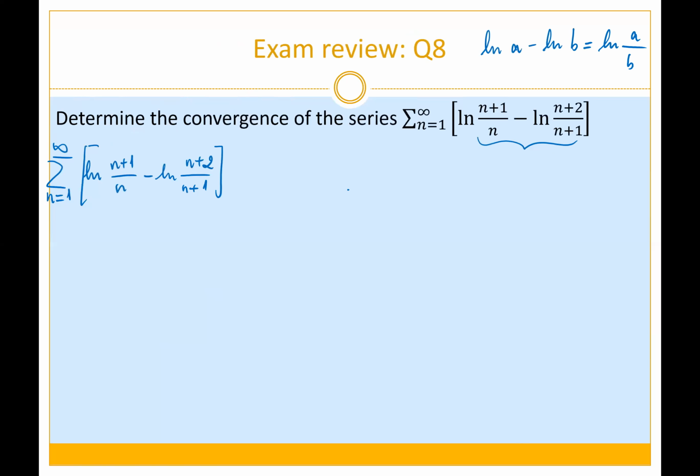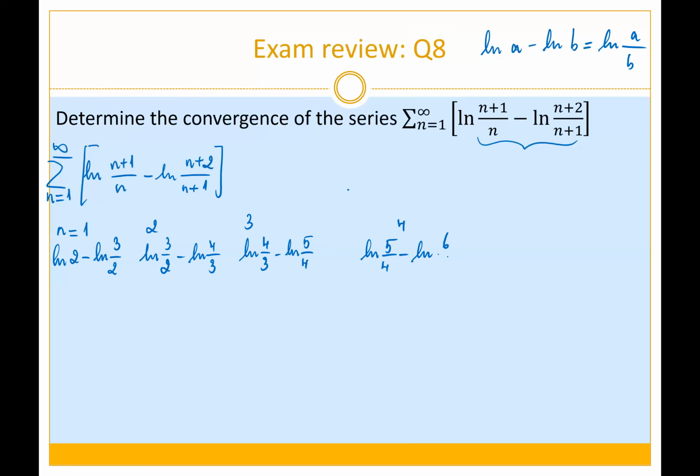Okay, so let's plug in n equal to 1, 2, 3, 4, 5. We don't need to go to 5, but when n equals 1 it is ln of 2 minus ln of 3 over 2. Then we have ln of 3 over 2 minus ln of 4 over 3, then ln of 4 over 3 minus ln of 5 over 4. And when n equals 4, it's ln of 5 over 4 minus ln of 6 over 5.